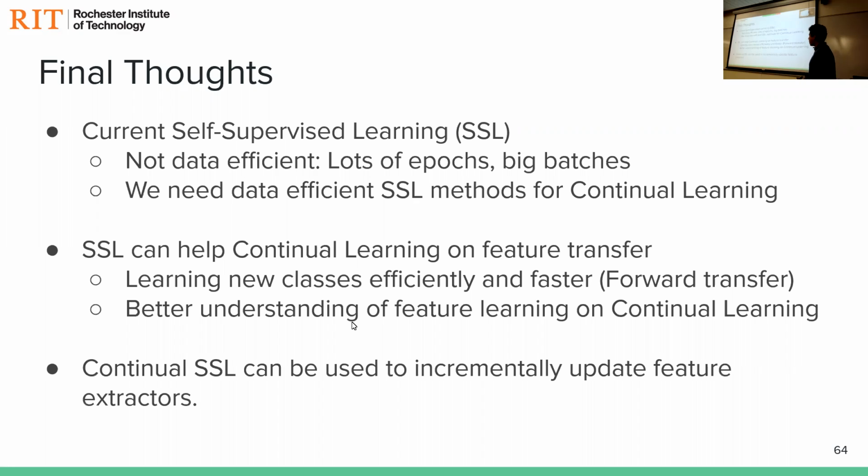And one final thought is that continual self-supervised learning can be used to incrementally update feature structures. I mean, if you don't have labels, but you have data incoming, and you want to learn some features from it, you could just do like the last two methods that I showed you to incrementally update your feature structure.